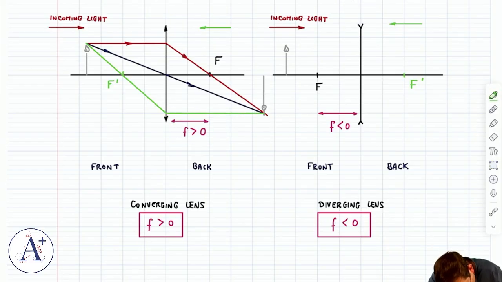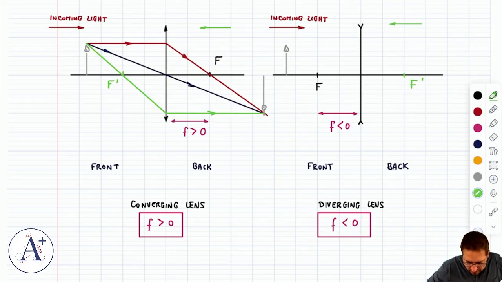It's going to emerge parallel, and it's going to converge here, where the image forms. So that would be the third principal ray to know. And now and then it's a useful one to have in mind. Okay, so that's how you would do ray tracing with converging lenses.